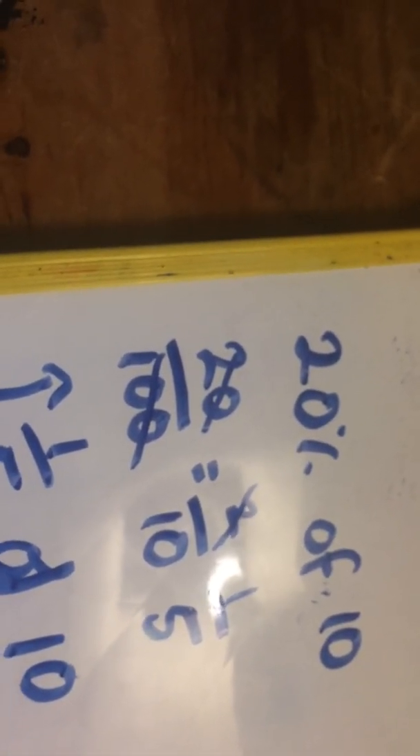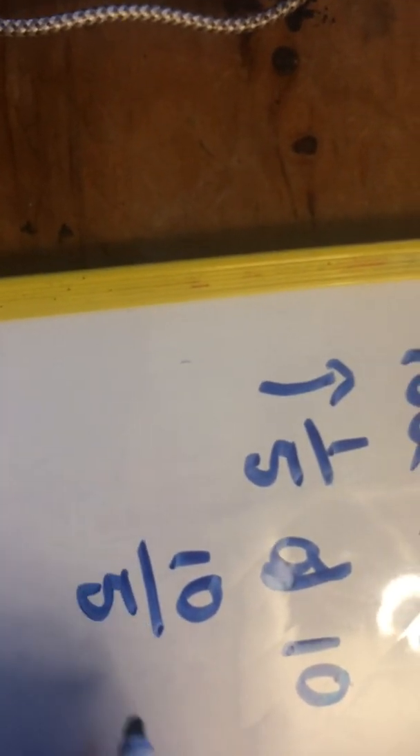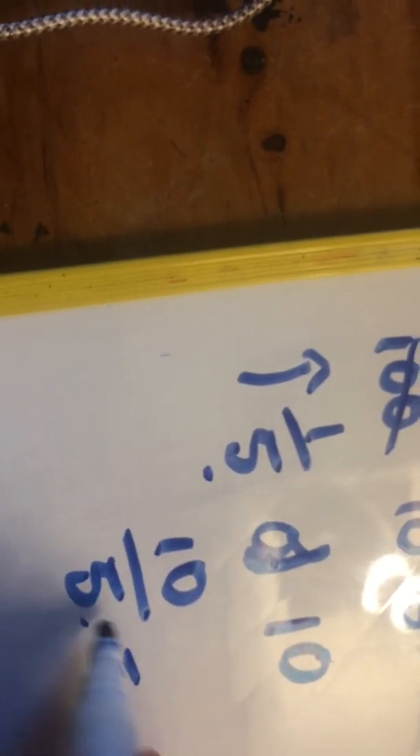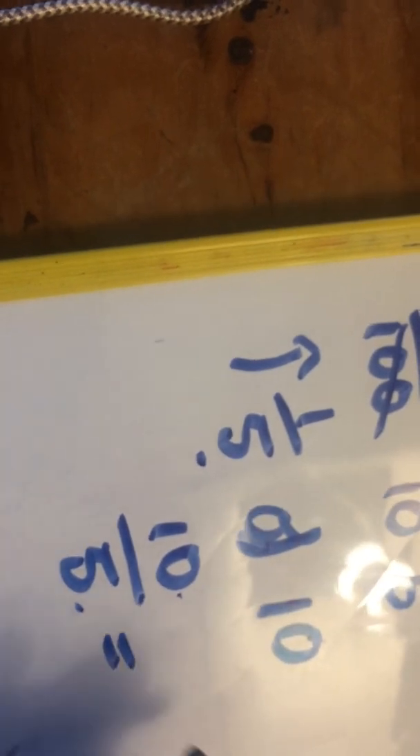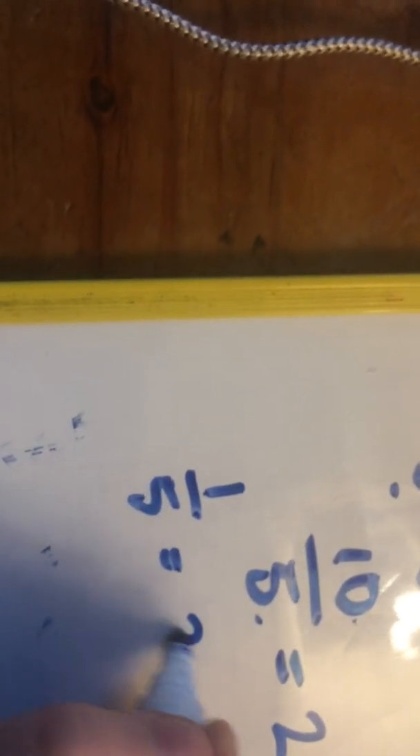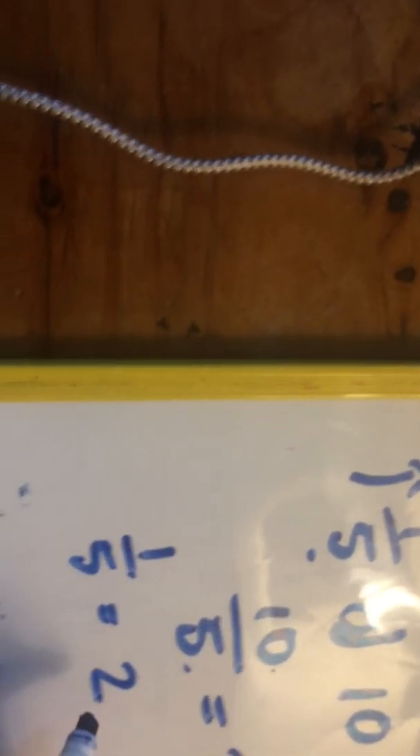So 1/5 of 10 is 10 divided by 5, because it's divided into fifths. So 5 into 10 goes 2 times. So 1/5 is equal to 2. So therefore, what we were looking for, that's 1/5.